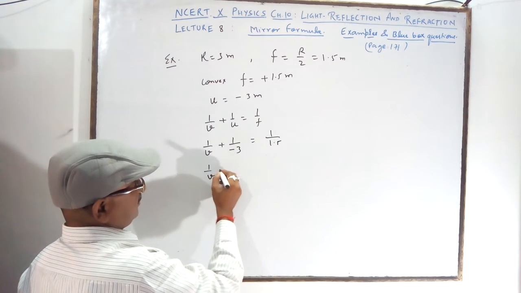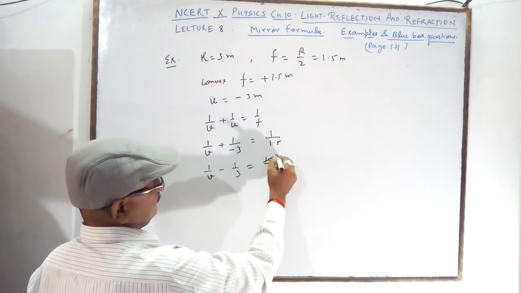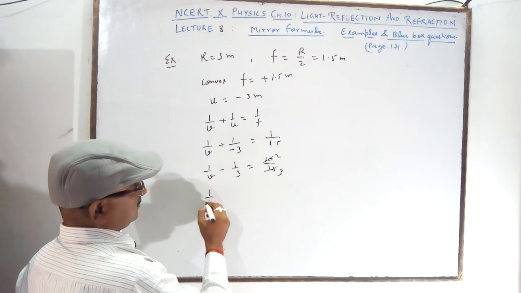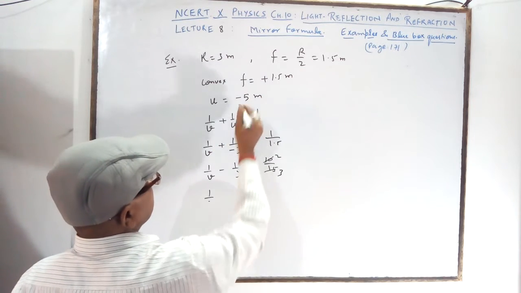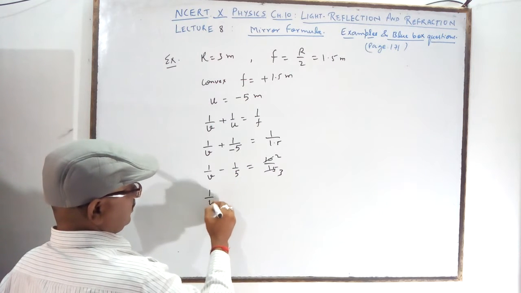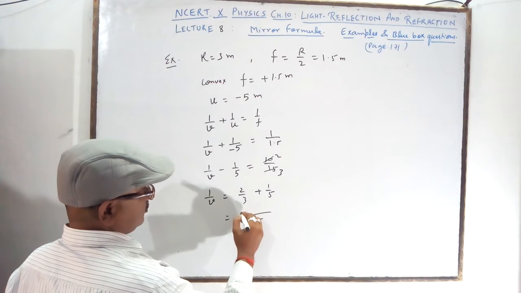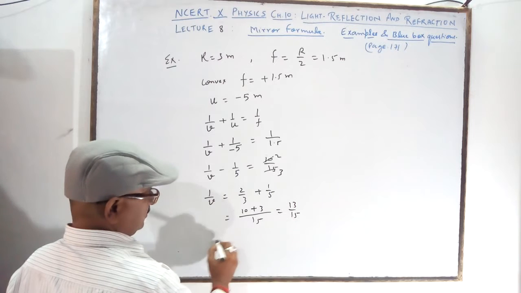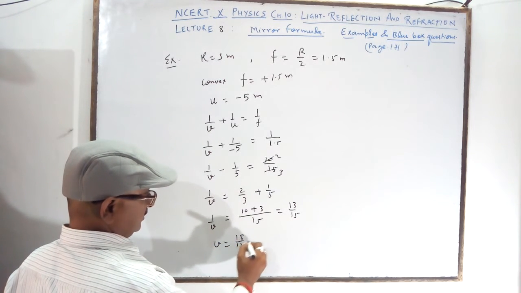Here 5 meter, not 3 meter: u is given 5 meter. So here you will write 5 meter. Distance is given 5 meter. So 1 upon v is equal to 2 by 3 plus 1 by 5. Take LCM, you will get 10 plus 3, that is 13 by 15. So 1 upon v is this, therefore v is equal to 15 by 13 meter.